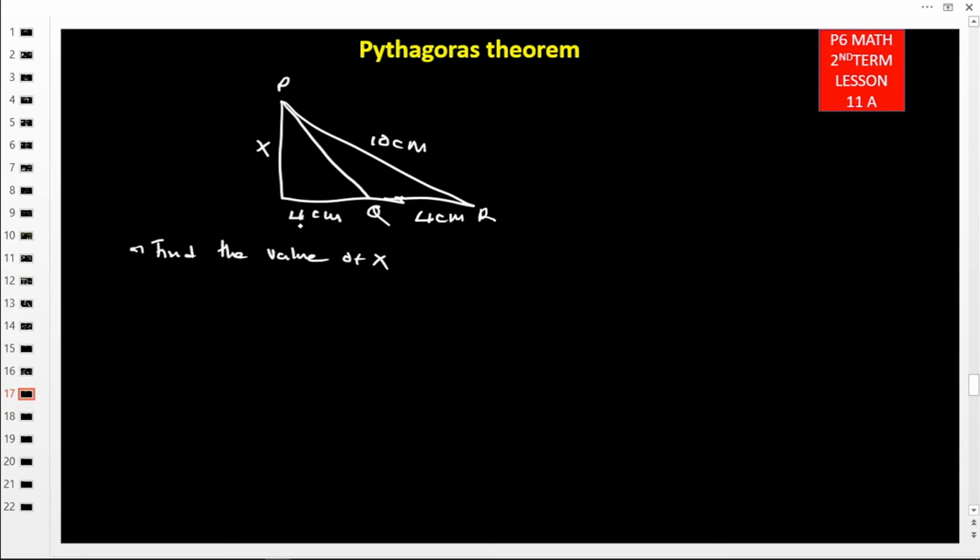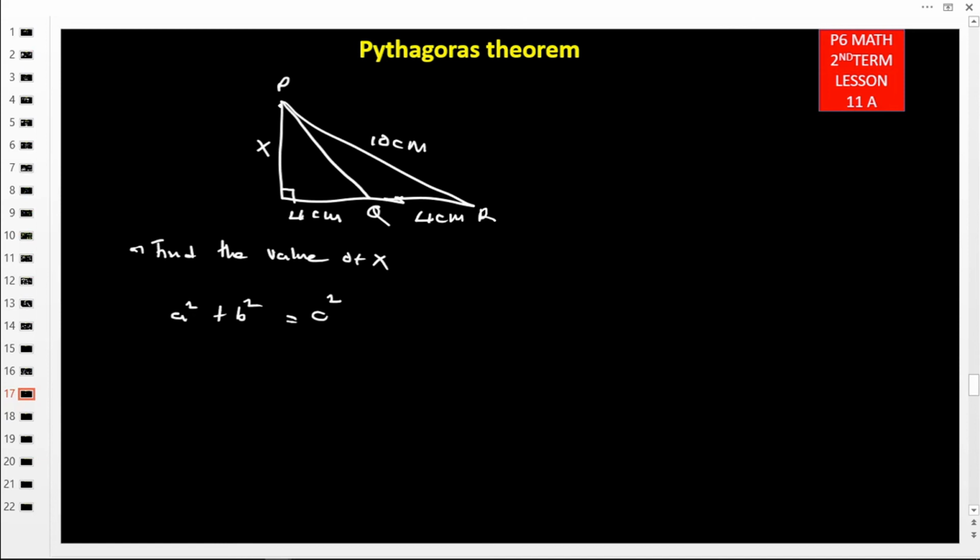I think yes, we can find the value of x, right? Now when we are finding the value of x, what are we going to do? We have a right angled triangle, so we are going to use the Pythagoras automatically, which is a squared plus b squared is giving us c squared, right? Okay, now when you look at this right angled triangle, what are we finding? We are finding the value of x. So what is our a?